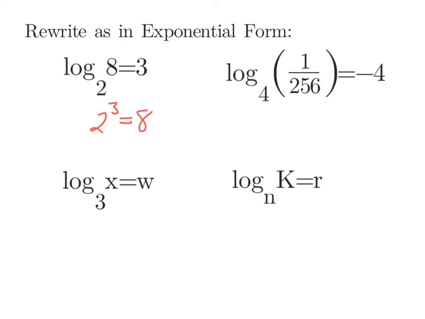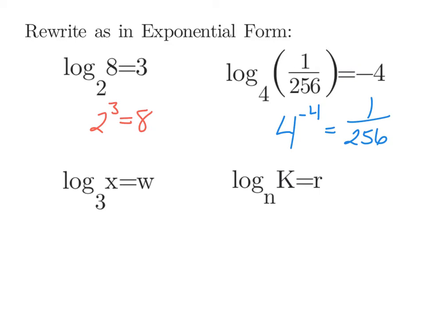And when we have log base 4 of 1 over 256 is equal to negative 4, again, we keep the base the same and switch those other two numbers. So 4 to the negative 4 power is equal to 1 over 256. Again, this is numbers, so we can plug into our calculator and see that we're right.